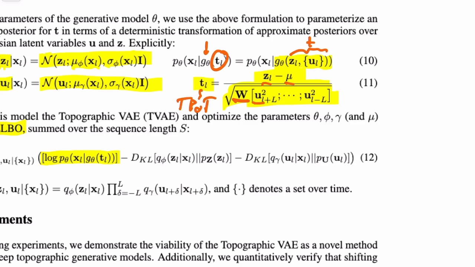I want to enforce that, but I can't, right? I can work with Gaussians. But what I can do is say, well, the z variables and the u variables must be as Gaussian as possible.